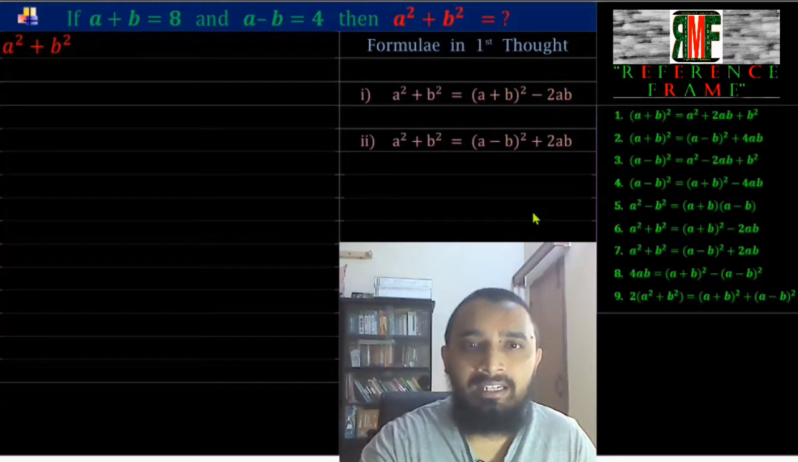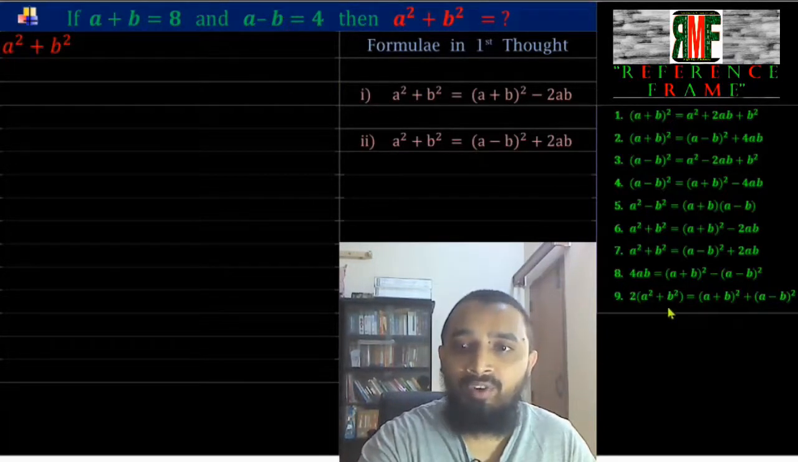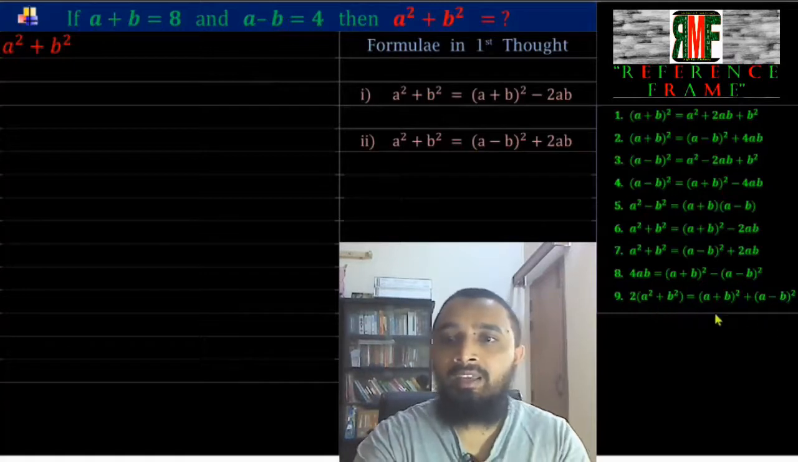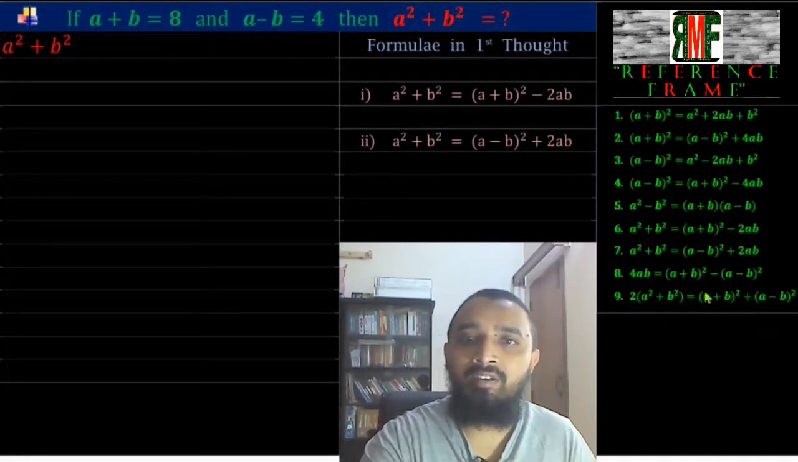Then what will that be? We need to be smart. Look here, we have another formula related to a plus b and a minus b. According to the given values, the formula is 2 into a square plus b square is equal to a plus b whole square plus a minus b whole square, as you can see here. If we apply this formula, we can use the given values directly.